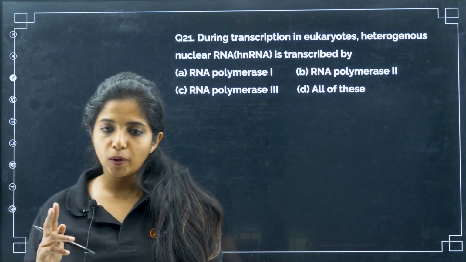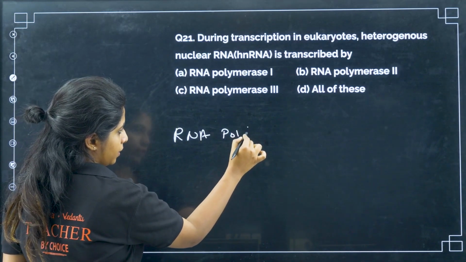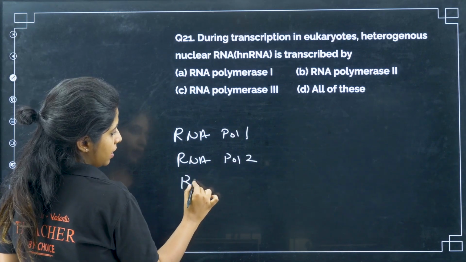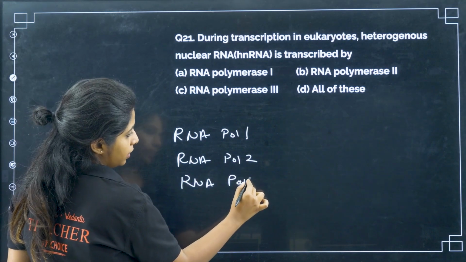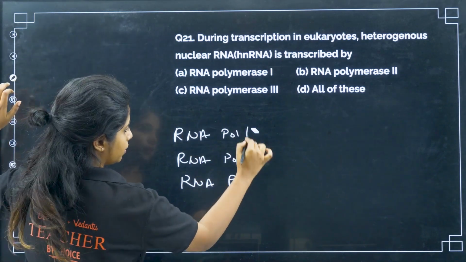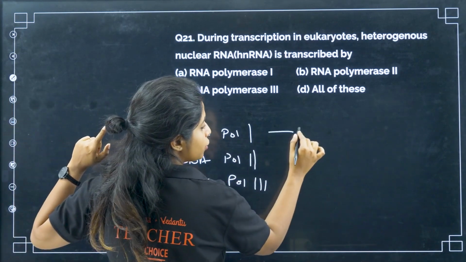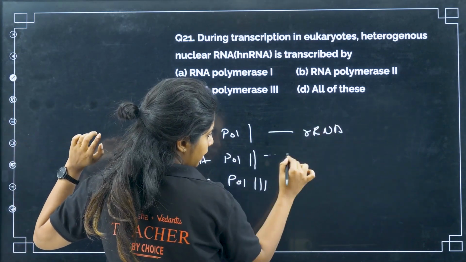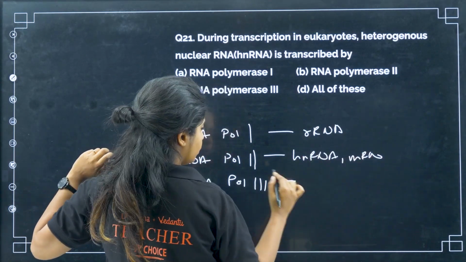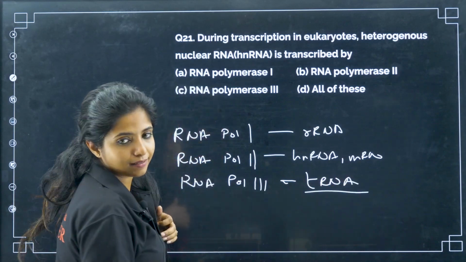So you have three types of RNA polymerase. RNA polymerase 1, RNA pol 2, and RNA pol 3, which you write as pol 1, 2 and 3. So first priority is to make rRNA, second is hnRNA and also mRNA, third one is for tRNA and snRNA and things like that.